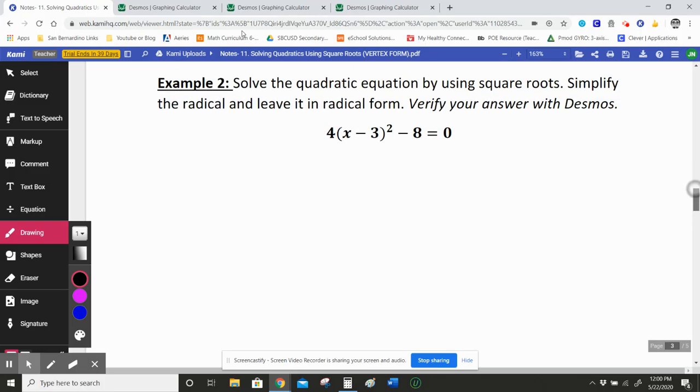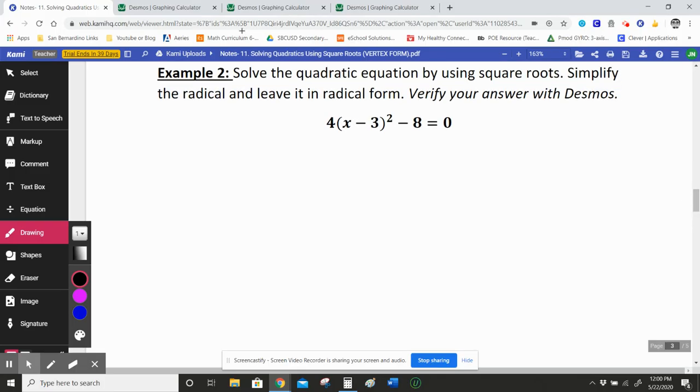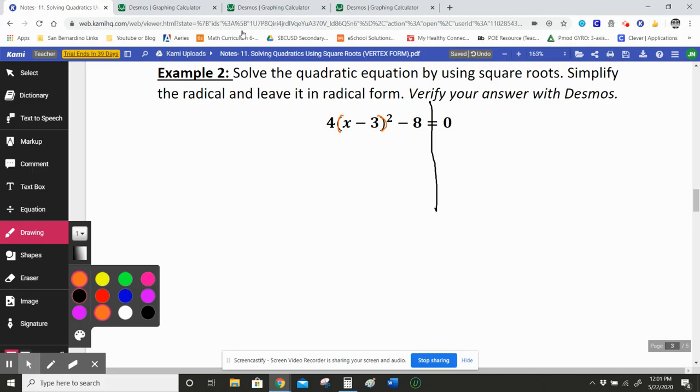All right, example number 2. Same thing. Solve the quadratic equation by using square roots. Simplify the radical and leave it in radical form. Verify your answer with Desmos if you can. So I want to solve this. Same thing. The thing that I want to get by itself is the parentheses. So I want to get that parentheses by itself first before anything else.